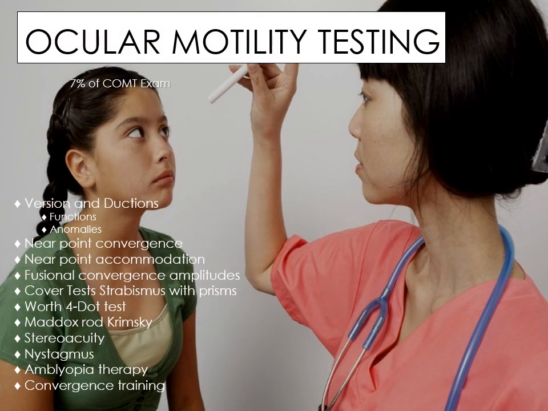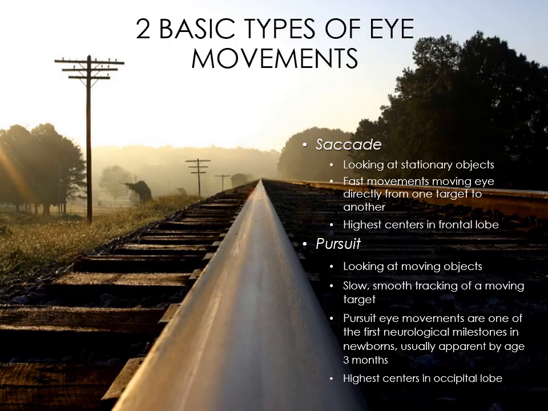Our next section is ocular motility testing. This section will comprise approximately 7% of your COMT exam questions. There are two basic types of eye movements. The first are saccades. Saccades occur when you're looking at stationary objects and you have fast movements from one target to the next. Saccade movements originate in the highest centers of our brain in the frontal lobe.